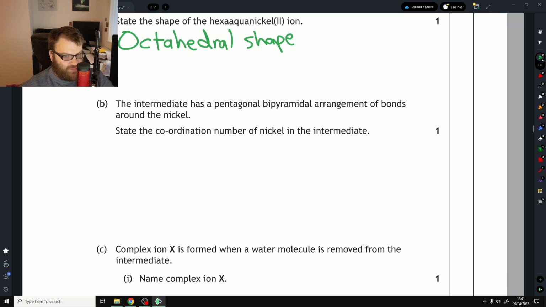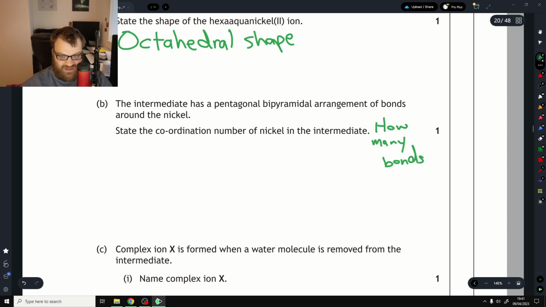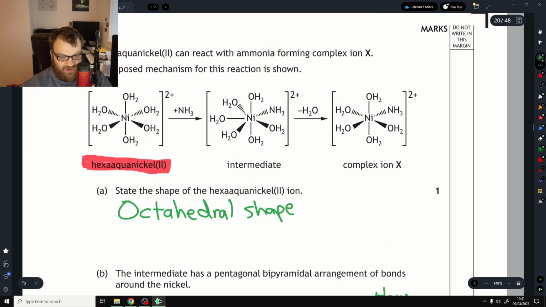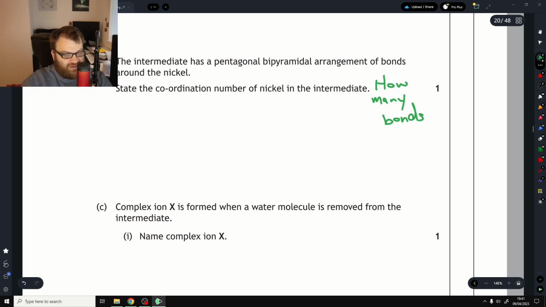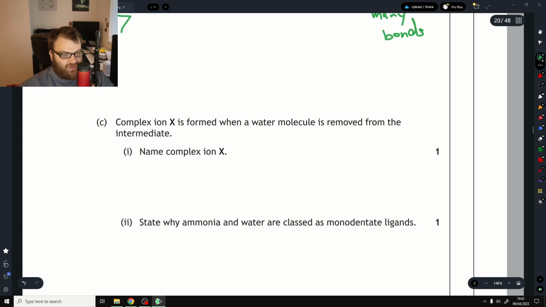Next one, we're asked about the coordination number of the nickel in the intermediate. We're looking at how many bonds it's making. When we go up to look at our intermediate, we've got 1, 2, 3, 4, 5, 6, 7 bonds around the central nickel, making our answer 7 bonds. Coordination number is 7.